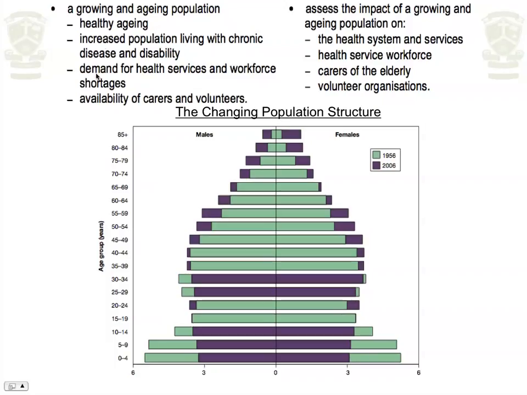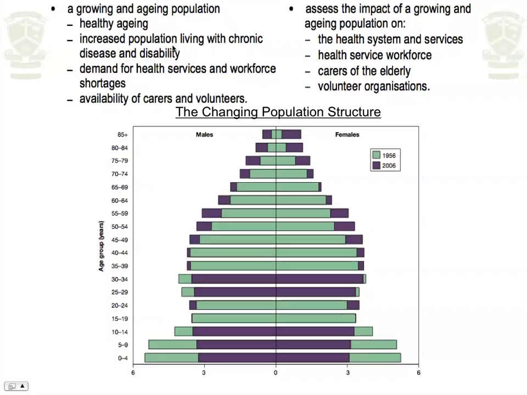But the important thing is that you understand what these things mean, and you need to be able to look over here to the Learn To. You need to be able to assess the impact of this growing and ageing population on these 4 areas, and we also look at this in the presentation as well.